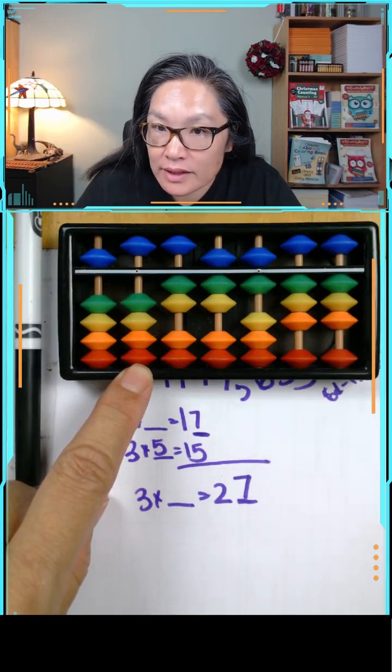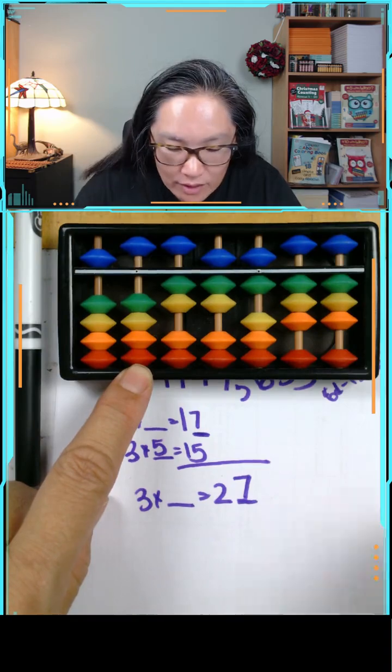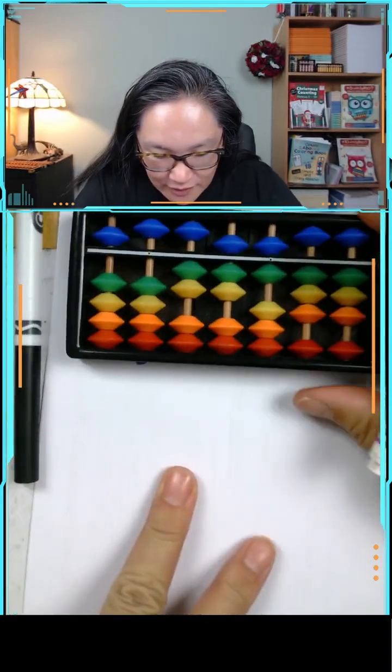Uh-oh. I did that wrong. Hold. 3. Nope. Oh, I did that wrong. I gotta start over. Sorry. Wrong number. Start over.